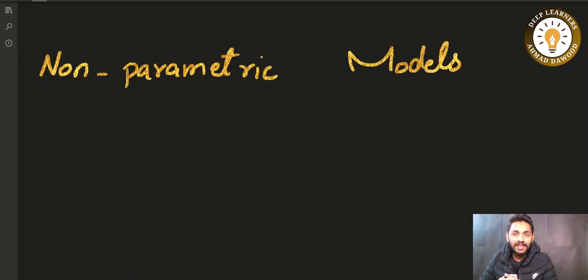I'm Ahmed Daud, and in this session, we are going to start another module, which will be non-parametric models. In that particular module, we will discuss just one model of machine learning, which will be decision tree. It is a very famous and very common model, and it will be very easy to understand also.